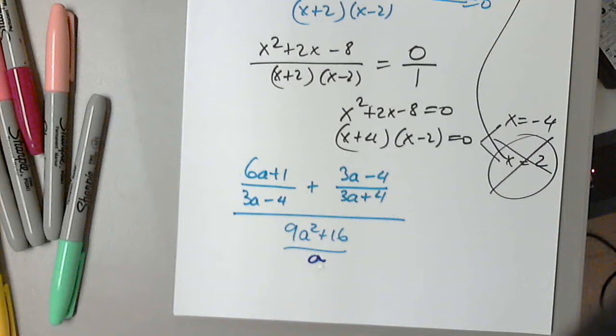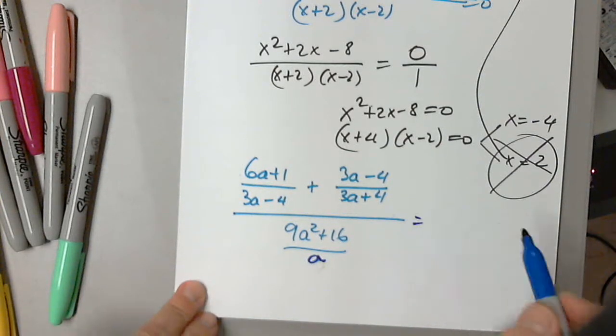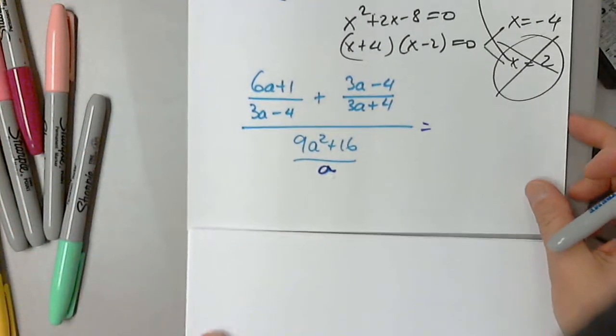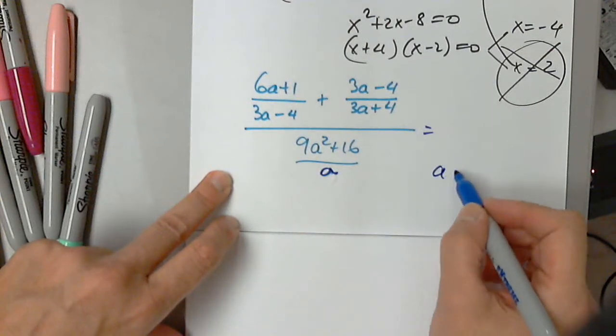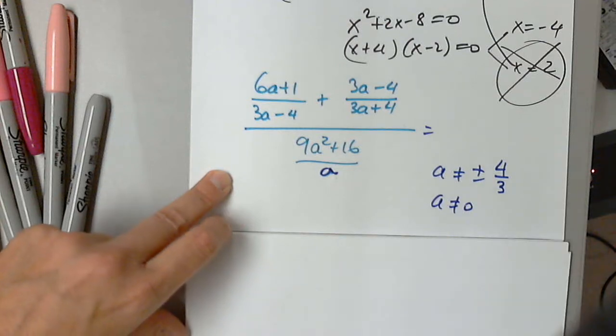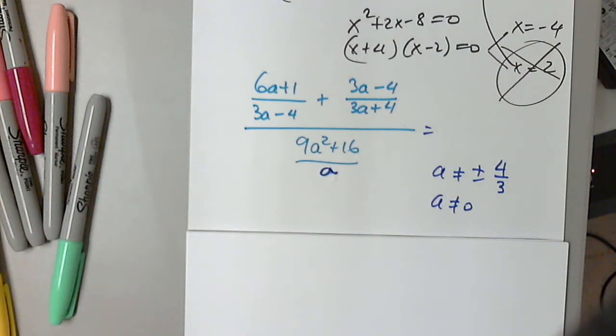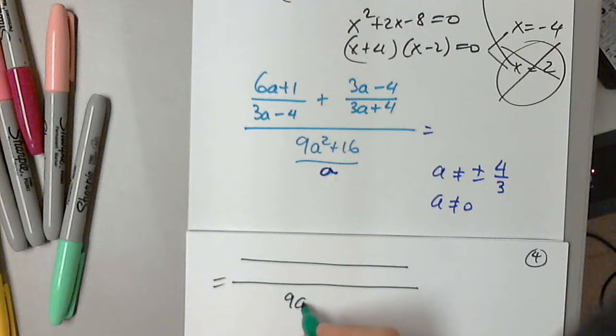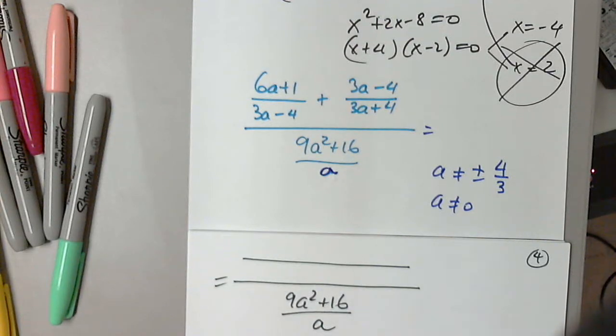How do we start? Yes, because the denominator is already a fraction. There are no operations in the denominator. Good. So I will state restrictions for now. a does not equal plus or minus 4/3, and a does not equal 0. Then we continue by finding the least common denominator at the top, and just copy the denominator and leave it as is.